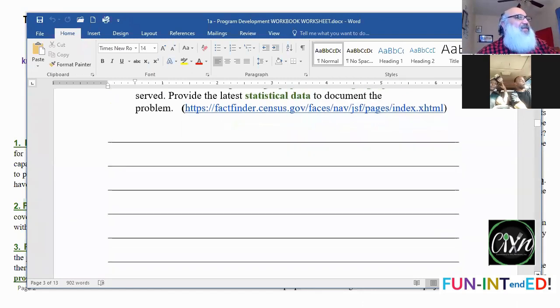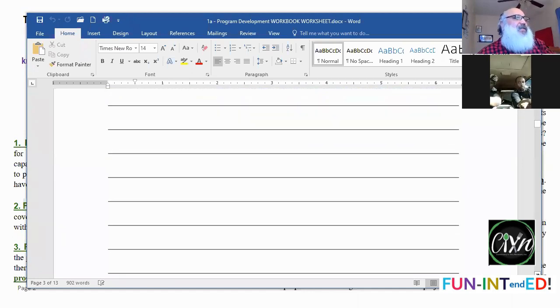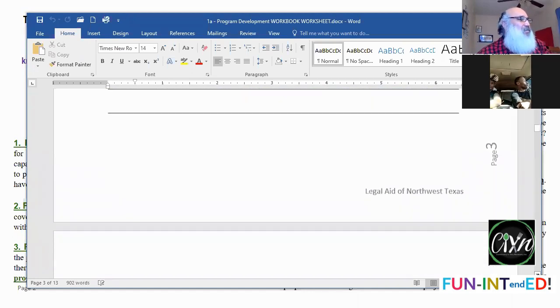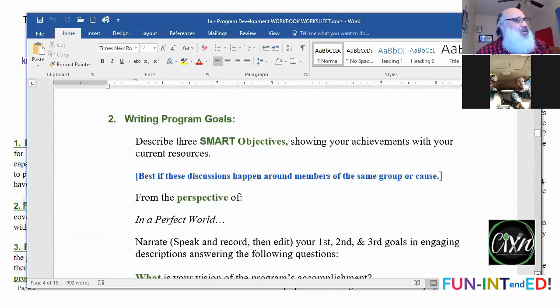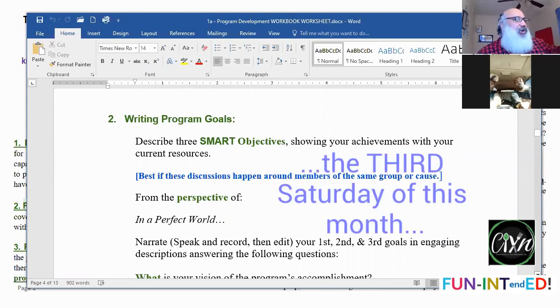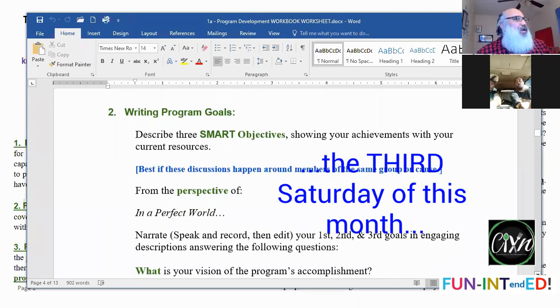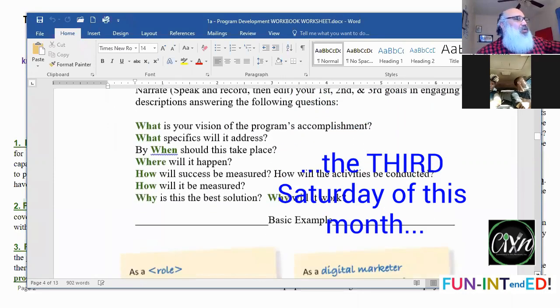So data that says, yeah, we're serving this zip code. This is the median income. This is what's going on in there. I'm just going to briefly go over this. We're going to be going over the writing goals. So next, on the 3rd of this month, we're going to be going over how you write goals.